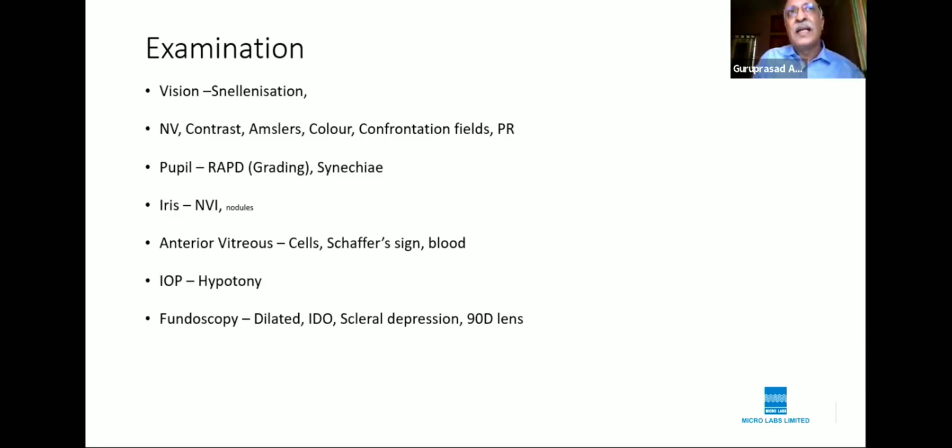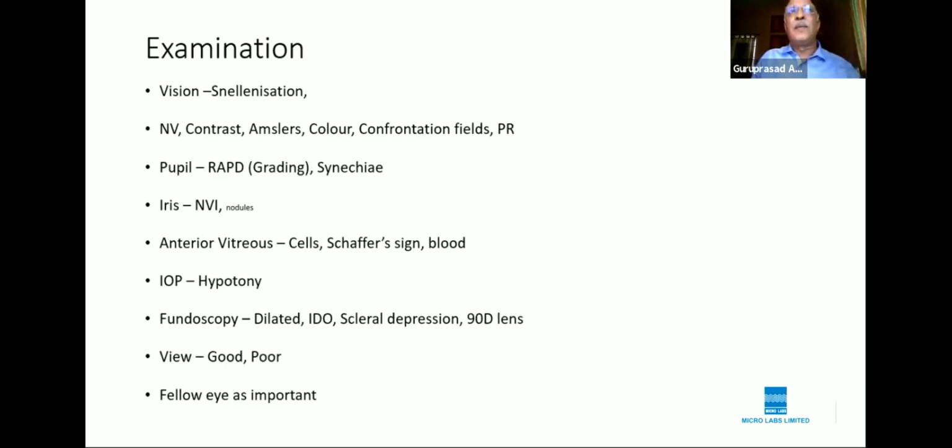So fundoscopy is done with dilated pupils with the IDO 20D lens, with or without scleral depression, depending on what case you're dealing with. And of course, you have to see the macula with a 90D lens as well. And you have to comment on whether the view you are having with the equipment that you're using is good or poor. This is important because a good view means that you're supposed to see every finding. If the view is poor, then you can be excused for not picking up any sign.